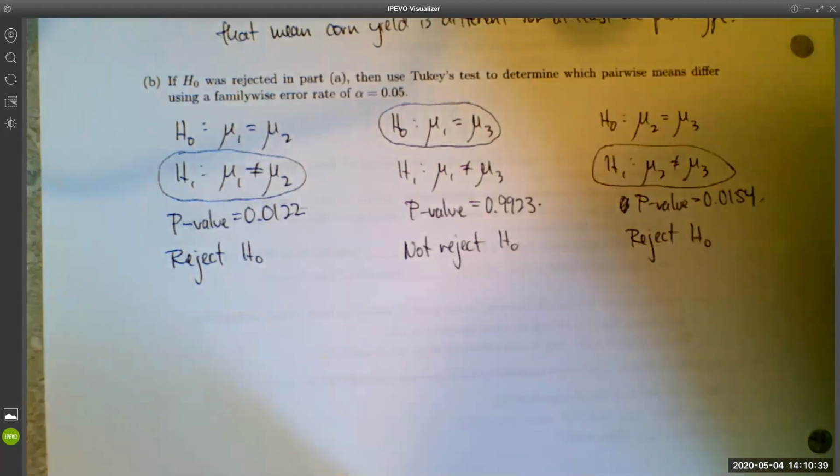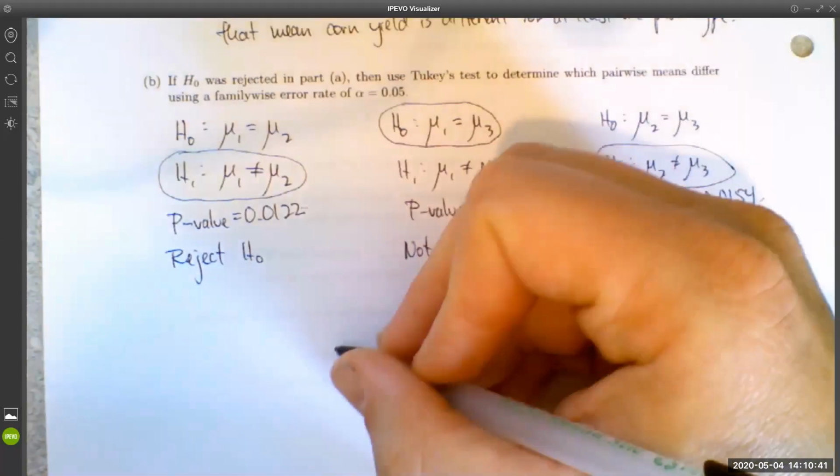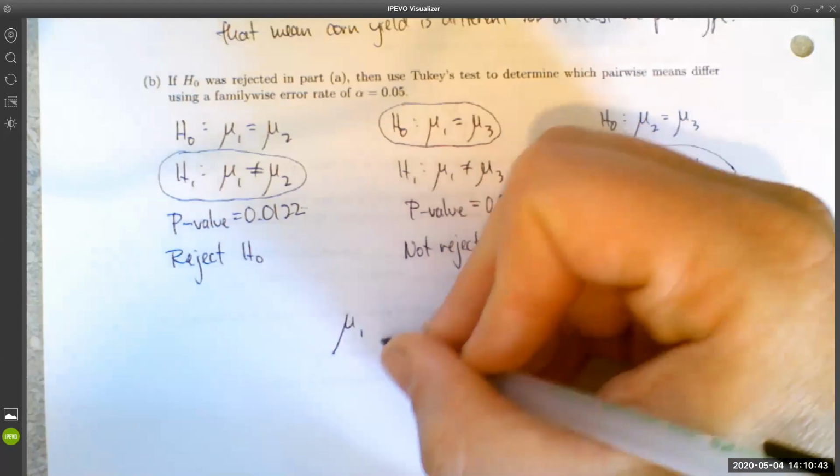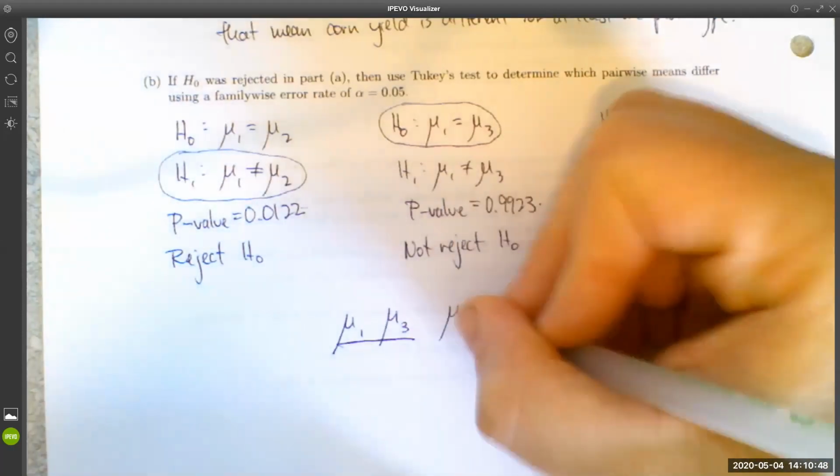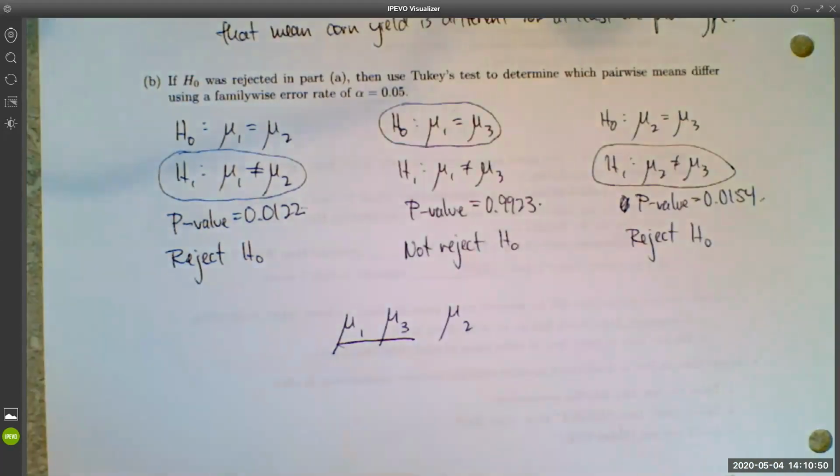There are a couple ways you could do it. One way to do it would be to write out the means and underline the ones that are the same. In this case, mu1 and mu3. And then mu2 is kind of off by itself, right? So mu2 is different from mu1 and mu3, but mu1 and mu3 are the same. So that would be one way to summarize the results.